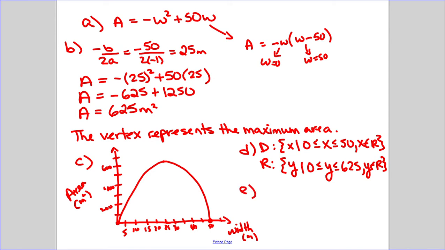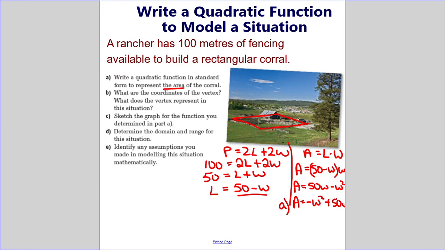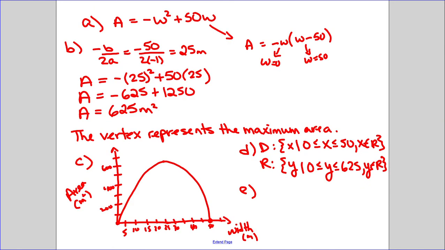Part E says to identify any assumptions you made in modeling the situation mathematically. One main assumption would be that we used all of the fencing. Maybe the person didn't use all of their fencing, in which case that would change the model of our equation because we started with that 100 meters.